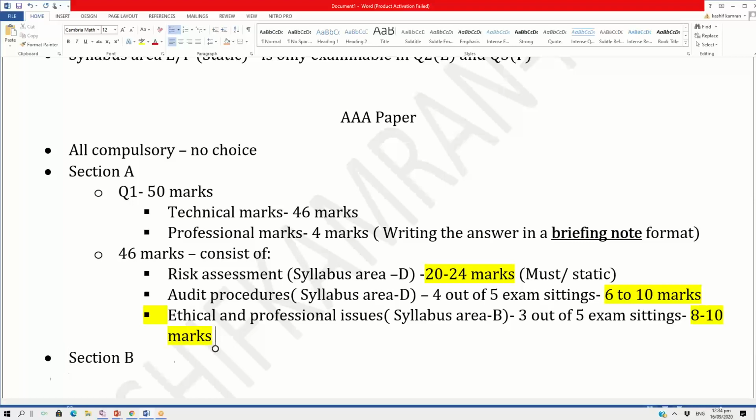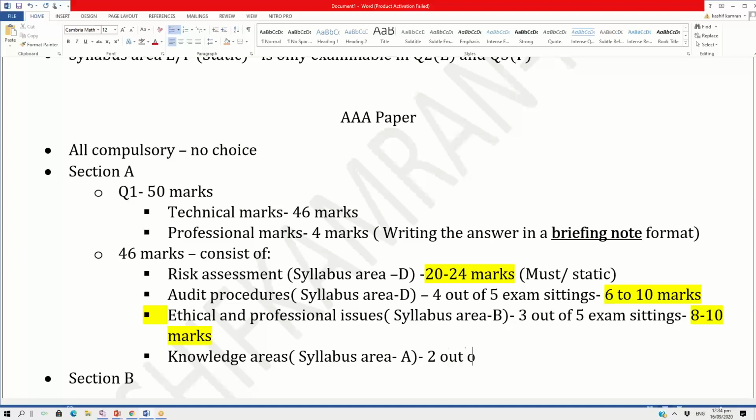Okay, lastly, there are other syllabus areas which do come in question number 1. There is a syllabus area known as knowledge areas, which is syllabus area A. Knowledge areas appear in 2 out of 5 exam settings.